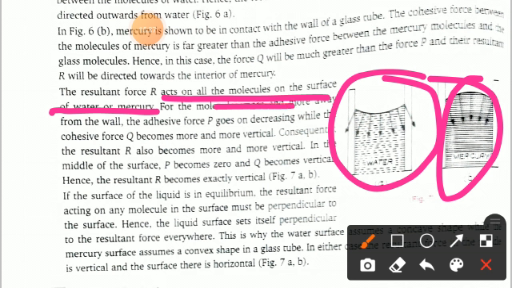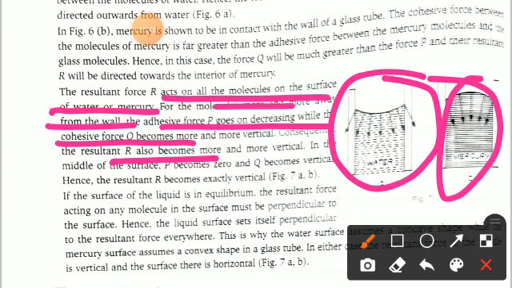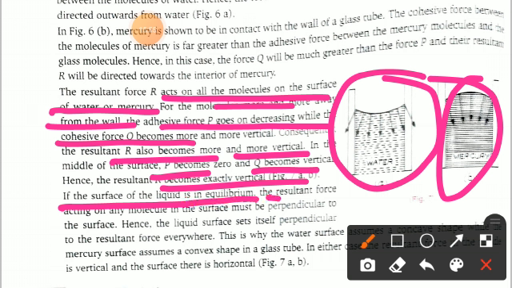For a molecule more and more away from the walls, the adhesive force P goes on decreasing, while the cohesive force Q becomes more and more vertical. Consequently, the resultant R becomes more and more vertical. So in the middle of the surface, P becomes 0 and Q becomes vertical, hence the resultant R becomes exactly vertical. If the surface of the liquid is in equilibrium, the resultant force acting on any molecule in the surface must be perpendicular to the surface.